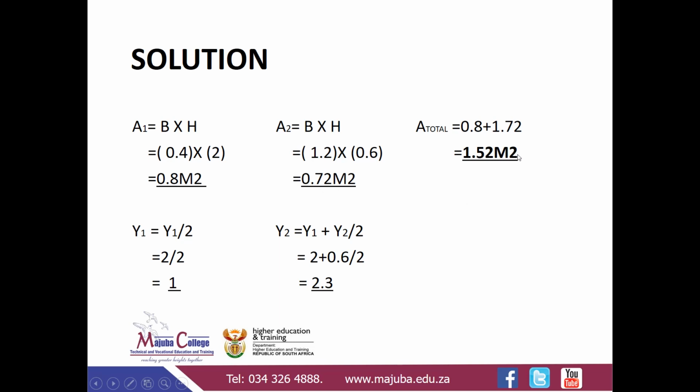Now, what I've done here is that you have area 1 and area 2, then you combine these answers: 0.8 plus 0.72, you get 1.52 square meters. All right, we are done with the areas. Our second point: for us to be able to calculate the centroid, we also need to find out what our y is.